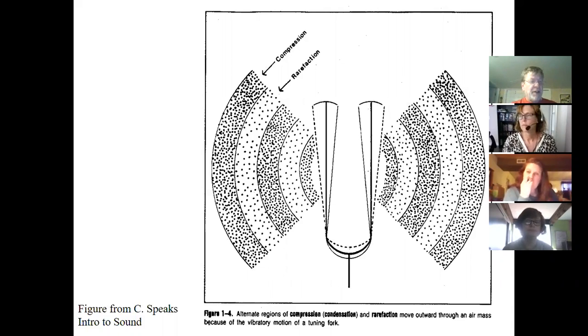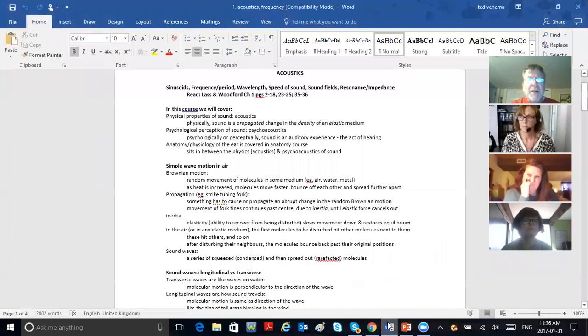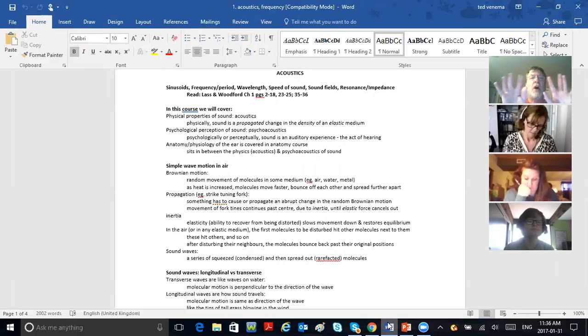Enough on that. Second paragraph on your page. Well, you beat a dead horse here. Simple wave motion in air. Brownian motion, that's just the random movement of molecules in air, the way they are with no sound going through them. As heat is increased, molecules move faster, and so on. Who cares? Don't worry about that.